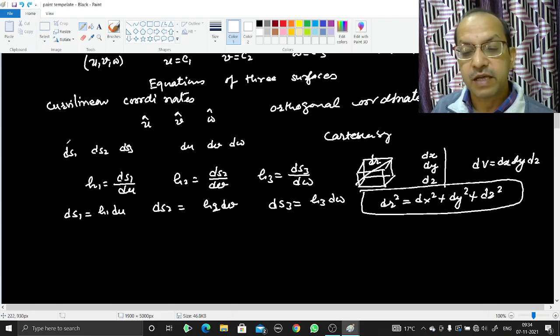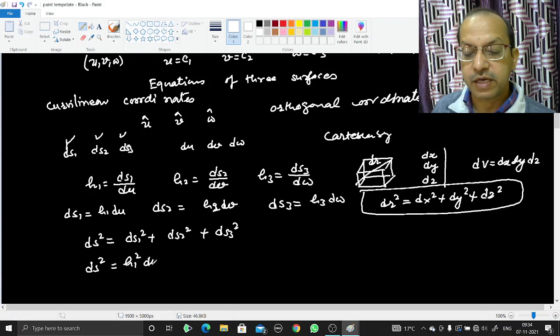And the dimensions of the element are ds1, ds2, ds3. So the diagonal will be ds square equal to ds1 square plus ds2 square plus ds3 square. Putting these values, it will be ds square equal to h1 square du square plus h2 square dv square plus h3 square dw square. So it is the element.